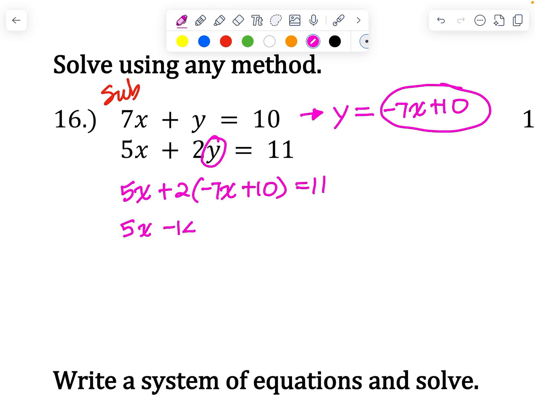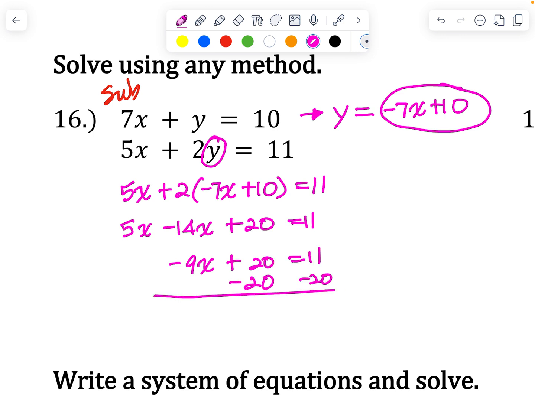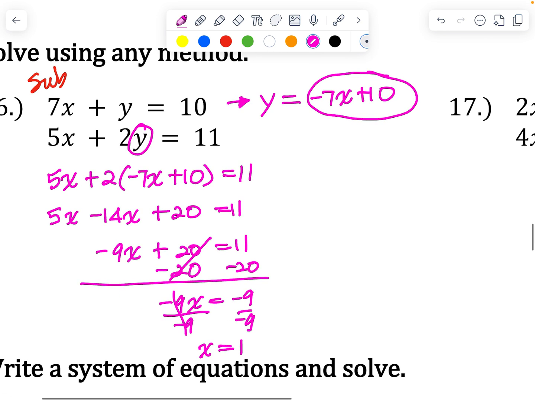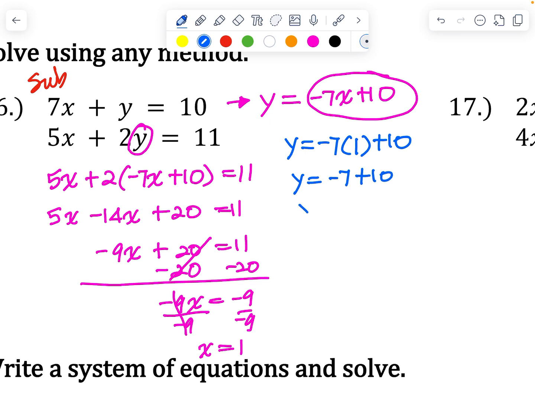5x minus 14x plus 20 equals 11. That's negative 9x plus 20 equals 11. Subtract 20 on both sides. I get negative 9x equals negative 9, divided by negative 9 on both sides. So x comes out to positive 1. I'm going to take this now and use this equation. y equals negative 7 times 1 plus 10. y equals negative 7 plus 10. y equals positive 3. So x is 1, y is 3.